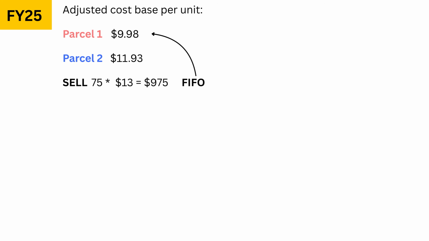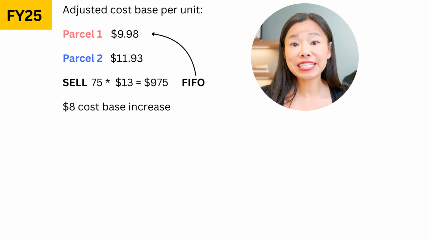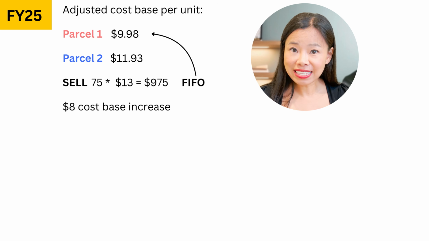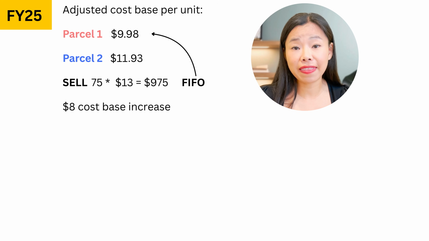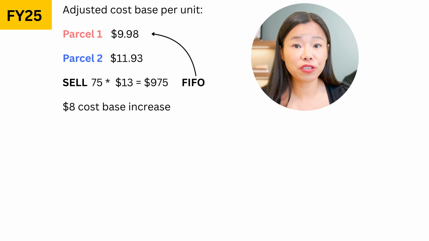Now here's the key part. Later that year, John received his FY25 AMAA statement, which shows an $8 cost base increase. So how many units should this increase apply to? Just the 75 units he still holds at the end of the financial year, or does it include the 75 units he sold during the year?